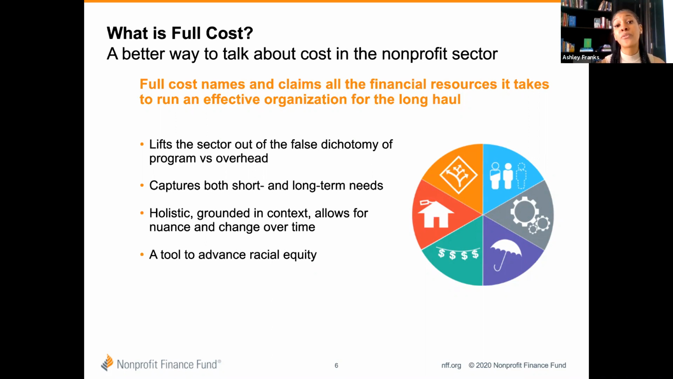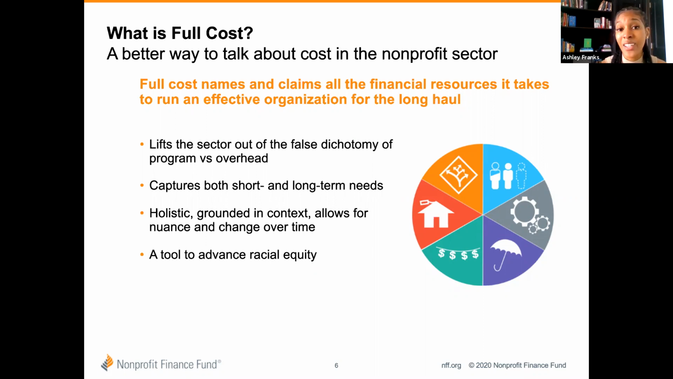And we also see this as a tool for advancing racial equity, because full cost allows us to ground the conversation about cost in context. And that context includes present and historical practices of extracting wealth from Indigenous, Black, and other communities of color, often stealing that wealth violently to enrich white communities, right? So when we look at the cost composition of an organization and the community in which it's grounded, full cost takes into account that historical context of who has had resources and who hasn't, who has been enriched and who's been stolen from. It allows for all of that nuance.